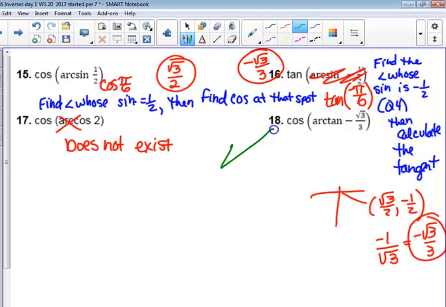All right, guys. 18. This is the hardest kind for students because it's asking you to find a tangent and it's not on your picture.